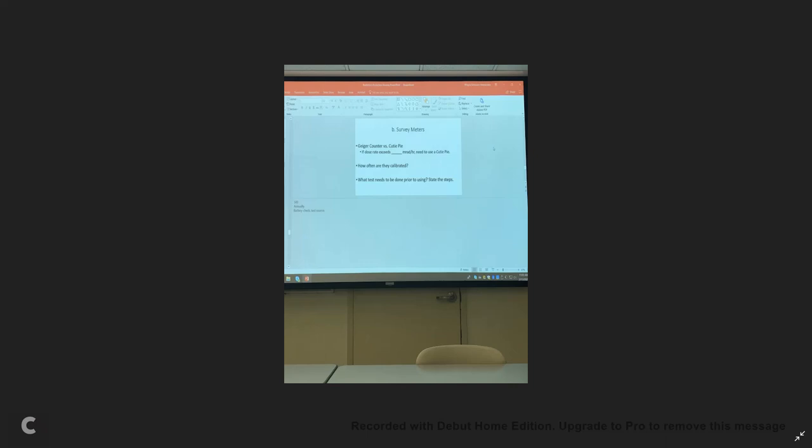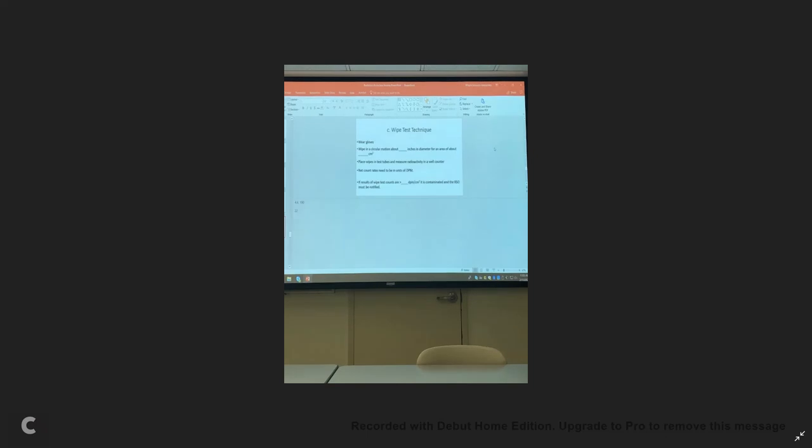How often are they calibrated? They are calibrated annually. What test needs to be done prior to using? Battery check and the test source.